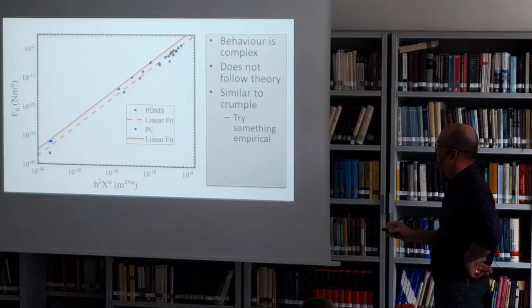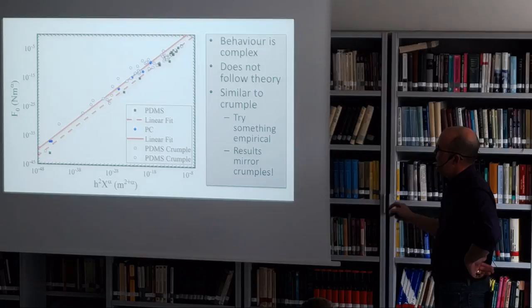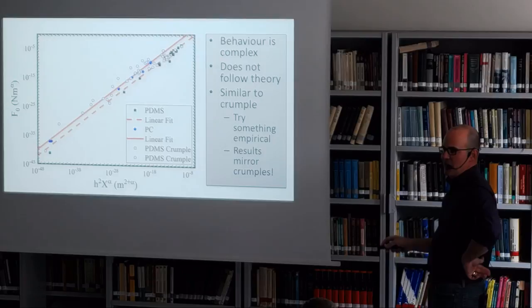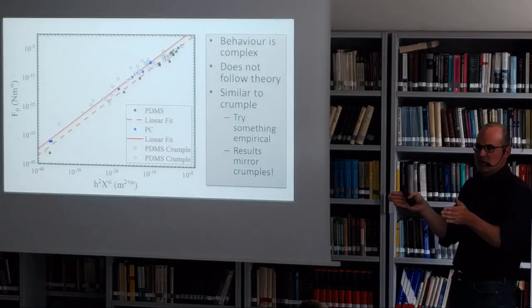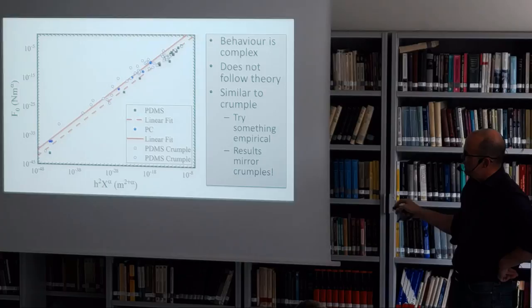So what do we do? Well, we'll do something empirical and terrible again, right? We're going to try and take that data and fit it on top of the crumple data using the prediction that we had for the crumple. So this is the exact same scaling we had for the crumple, except the radius of the crumple is replaced with the length of the ridge. And when we do that, it falls exactly on top of the other data, okay?